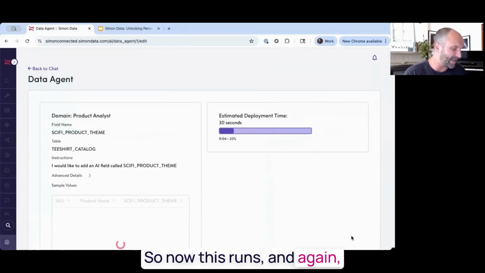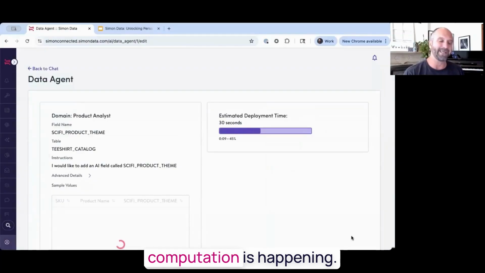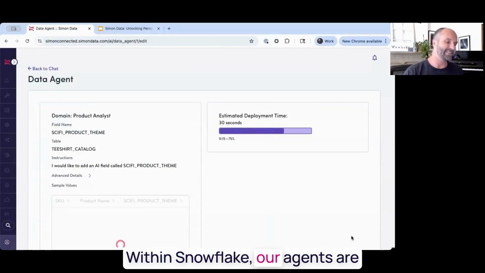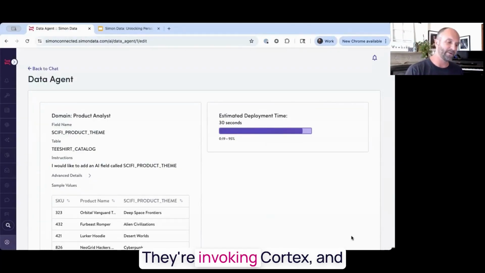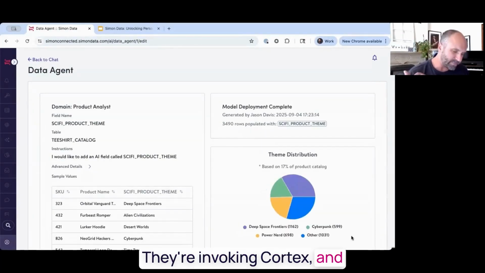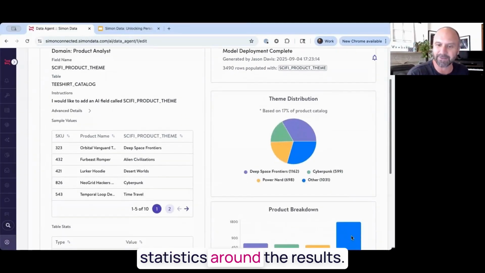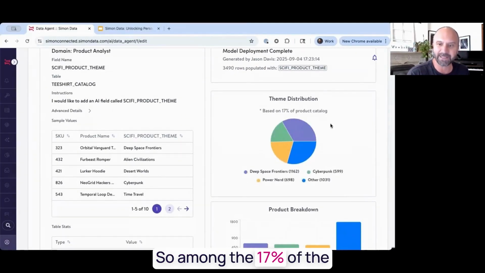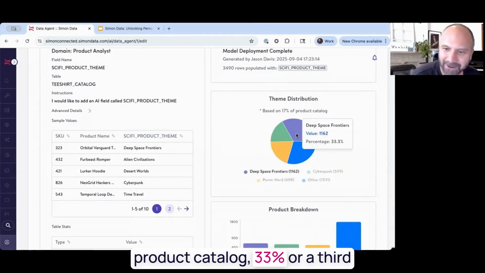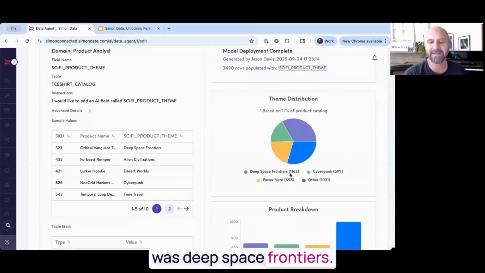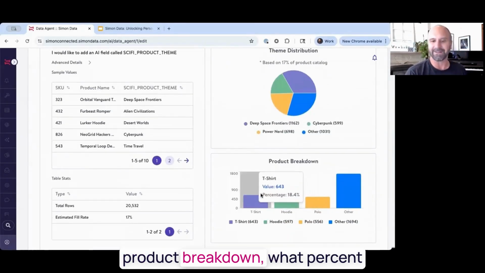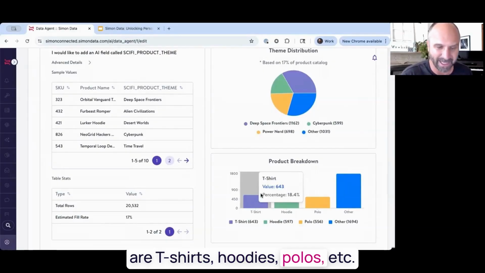So now this runs. And again, as this is running, all the computation is happening within Snowflake. Our agents are deployed within container services. They're invoking Cortex, and this runs and comes back and shows some descriptive statistics around the results. So among the 17% of the product catalog, 33%, or a third, was Deep Space Frontiers. And then you can look at the product breakdown: what percent are t-shirts, hoodies, polos, etc.